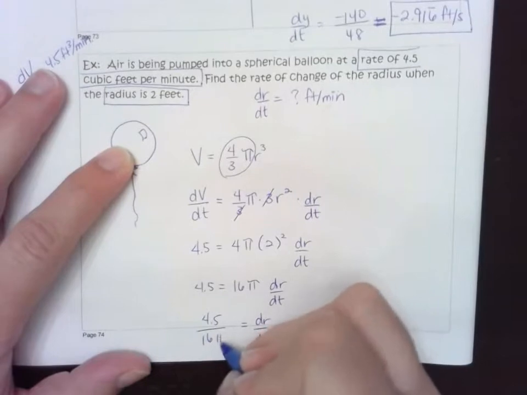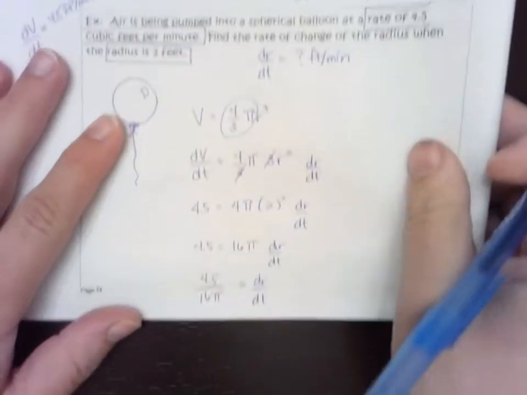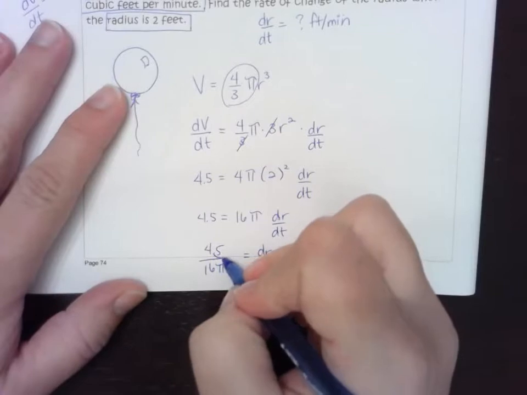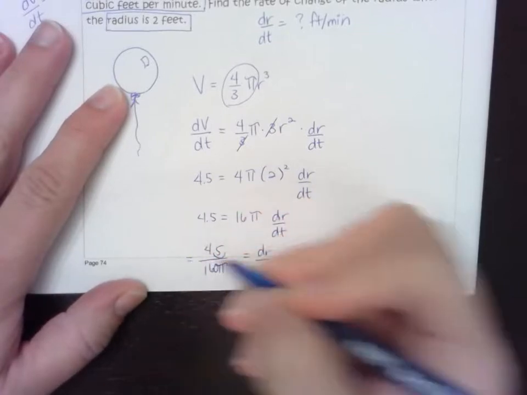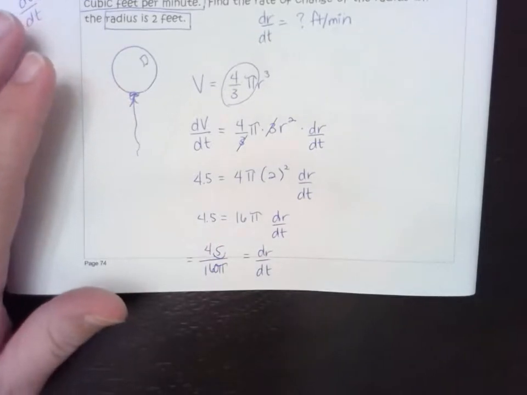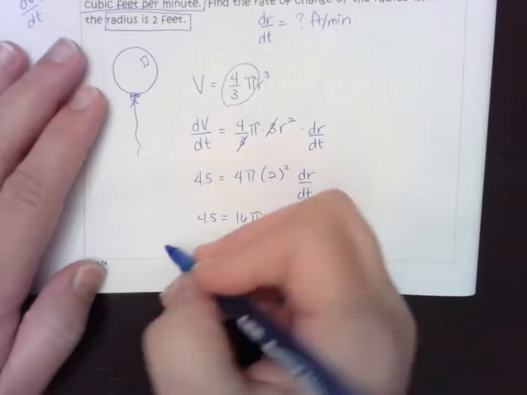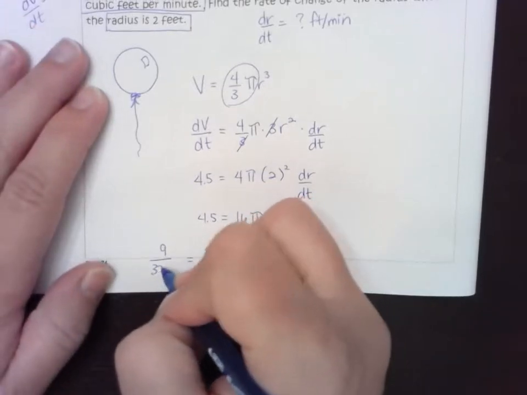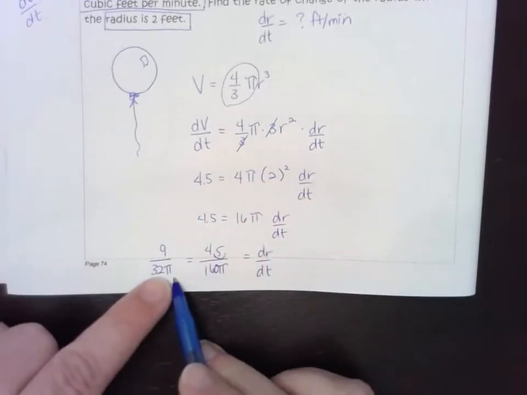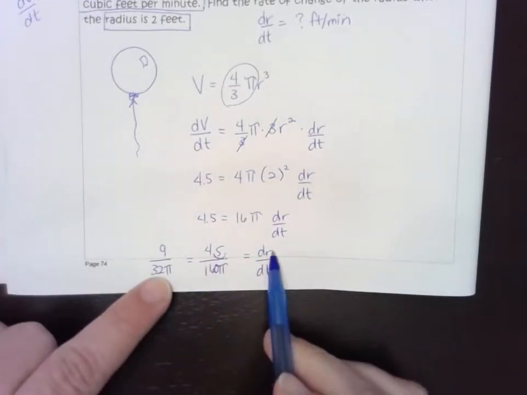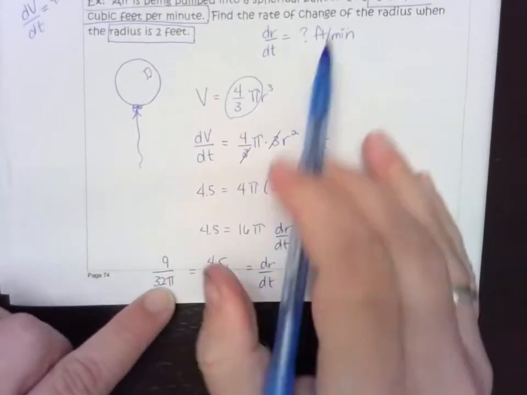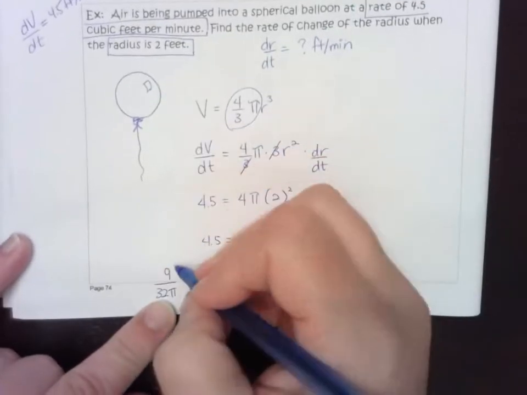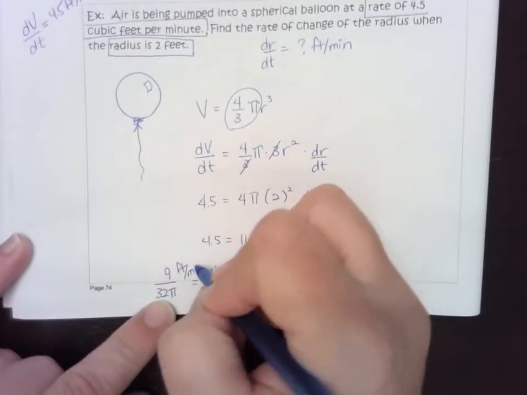4.5 over 16 pi. You should never have a decimal in your fraction, but I can quickly change that by moving the decimal over and creating another place value on the bottom. If I want to get real technical, 45 divided by 160 reduced is 9 over 32. Remember, the pi is still down there. It's radius. We're measuring length in feet, and it's over time, so it's feet per minute.